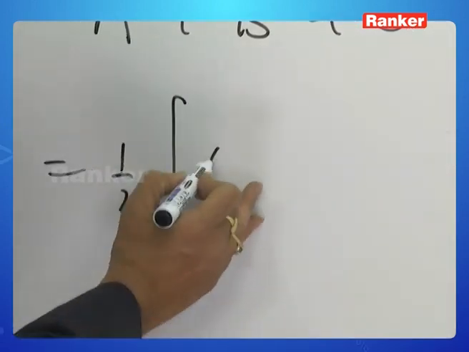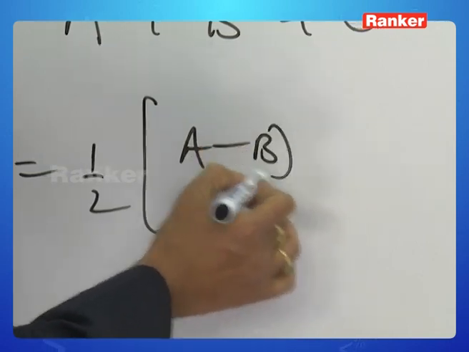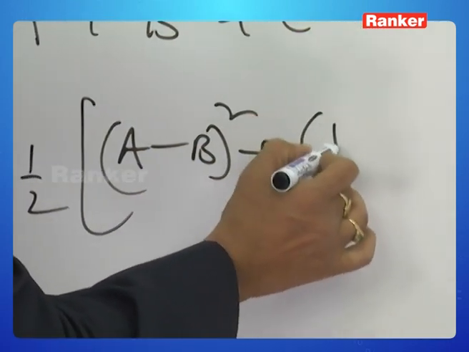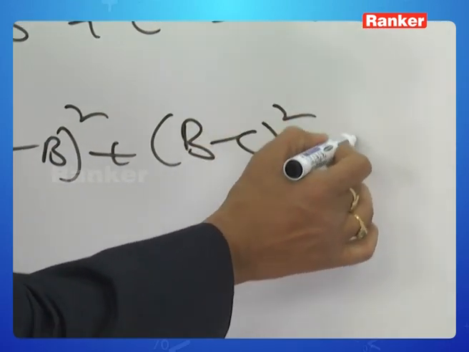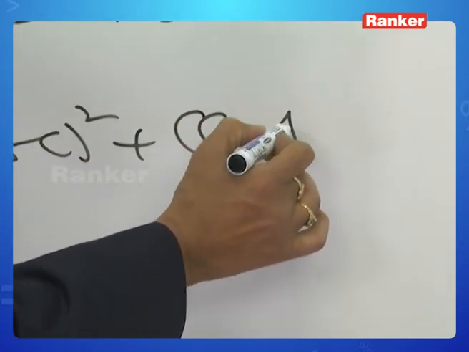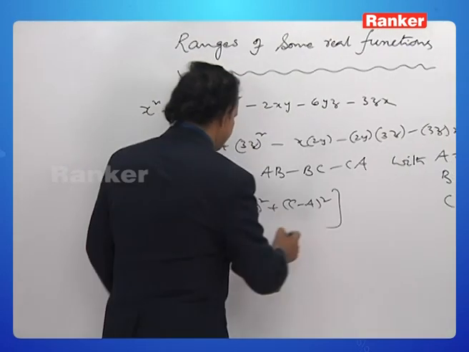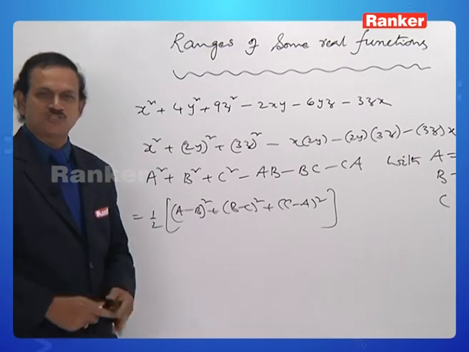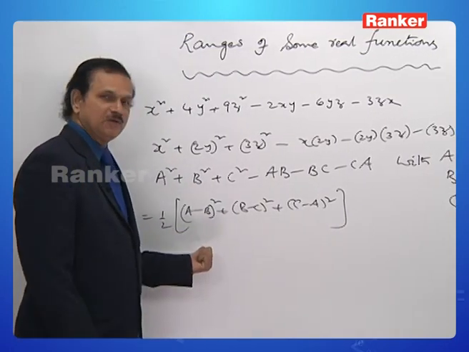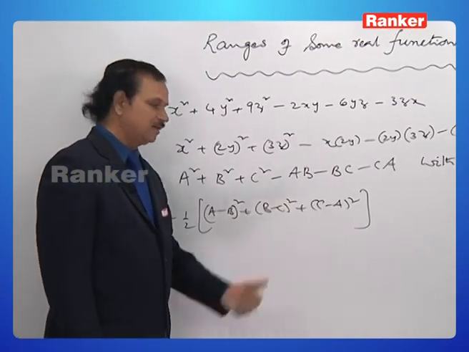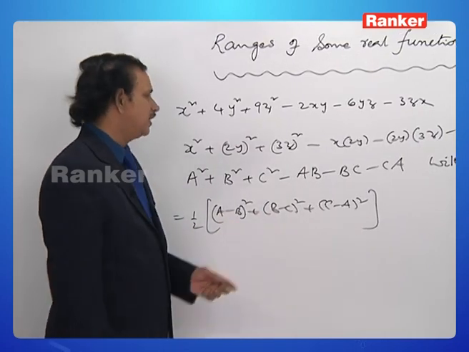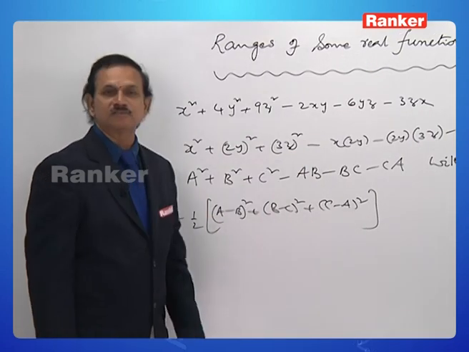This is half of (a minus b) whole square plus (b minus c) whole square plus (c minus a) whole square. Isn't it? It's an easy matter to discuss. (a minus b) whole square plus (b minus c) whole square plus (c minus a) whole square, half of that is just nothing but this.